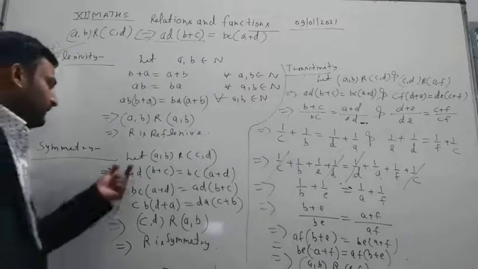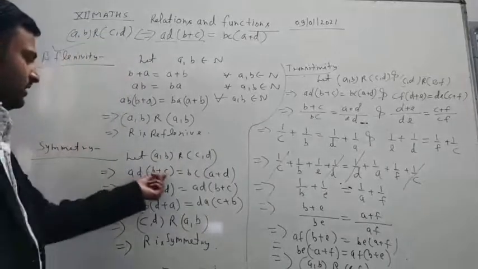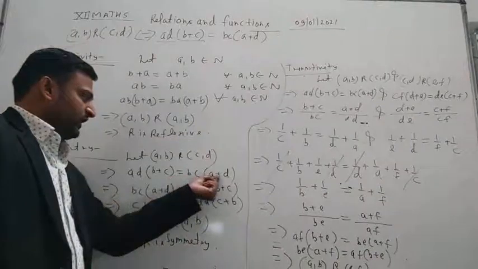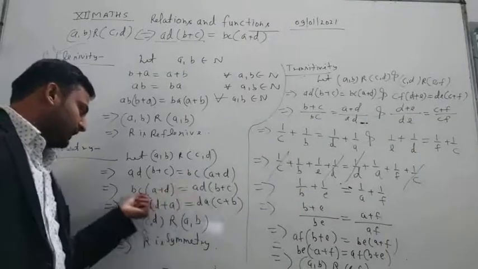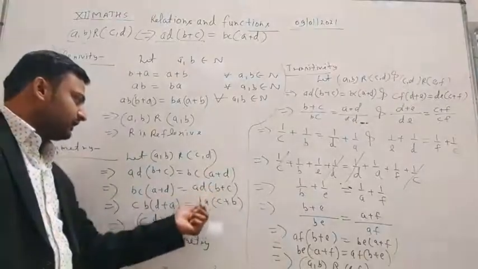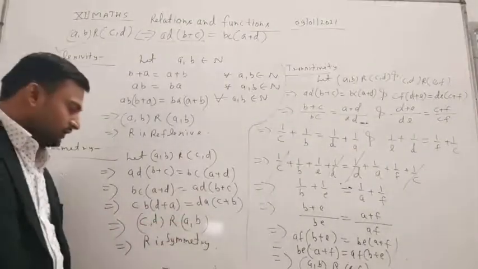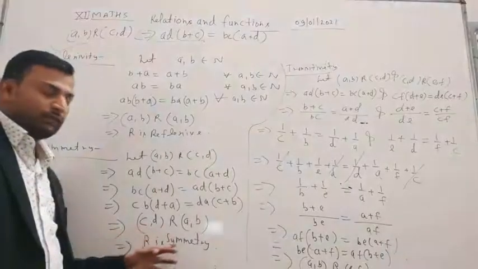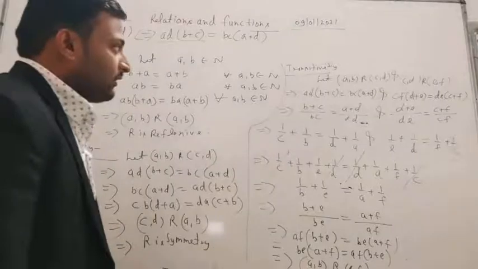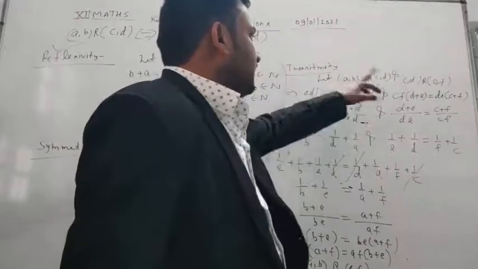So AB related to AB means R is reflexive. Now symmetry, we are taking AB related to CD, student. So we can write AD(B plus C) is equal to BC(A plus D). Now we are writing this part here and this part here and changing to CB(D plus A) and DA(C plus B). Now we are saying that CD is related to AB. So our R is symmetric, because we have taken AB related to CD, showing that CD is related to AB. Now we are taking AB related to CD and CD related to EF. Then we have to show that AB is related to EF.